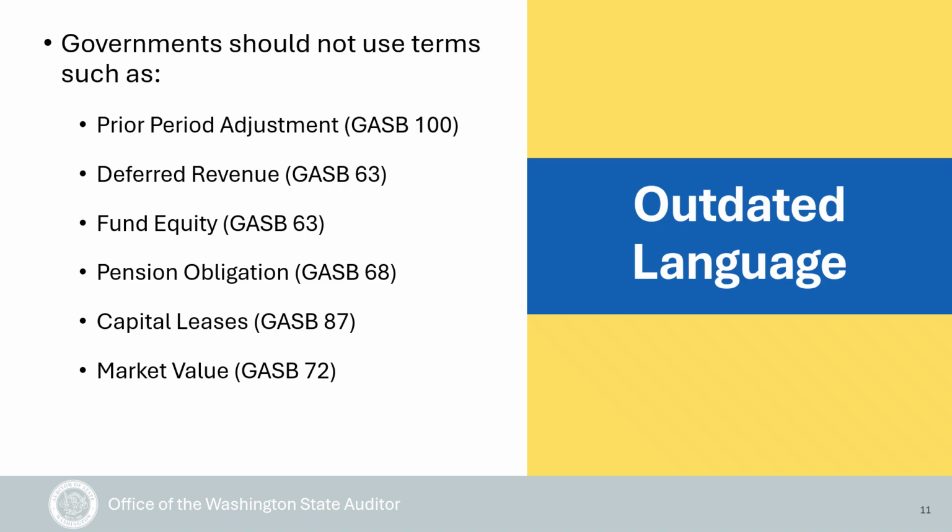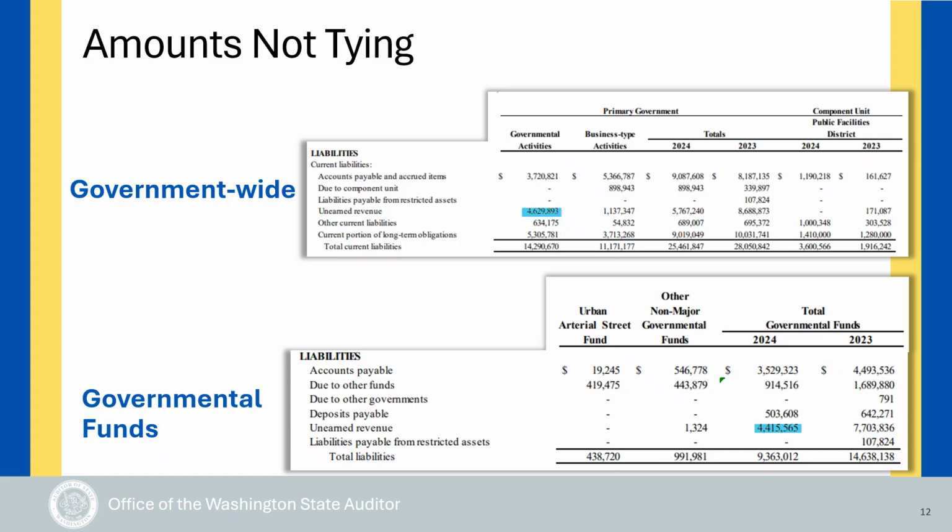An item that both GFOA and SAO have seen for a while is items not tying between statements and notes. You can see above that the governmental activities shows $4,415,565 in unearned revenue, but the governmental funds show $4,629,893. These two items should tie since they are reported the same between full accrual and modified accrual. That's it for general errors.